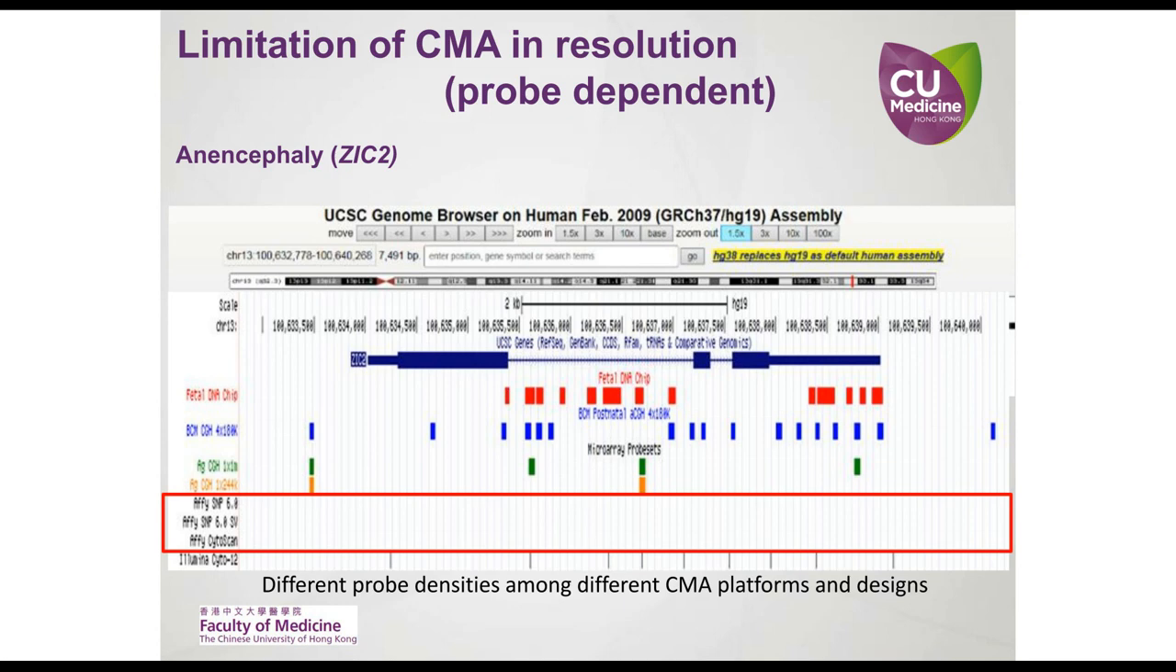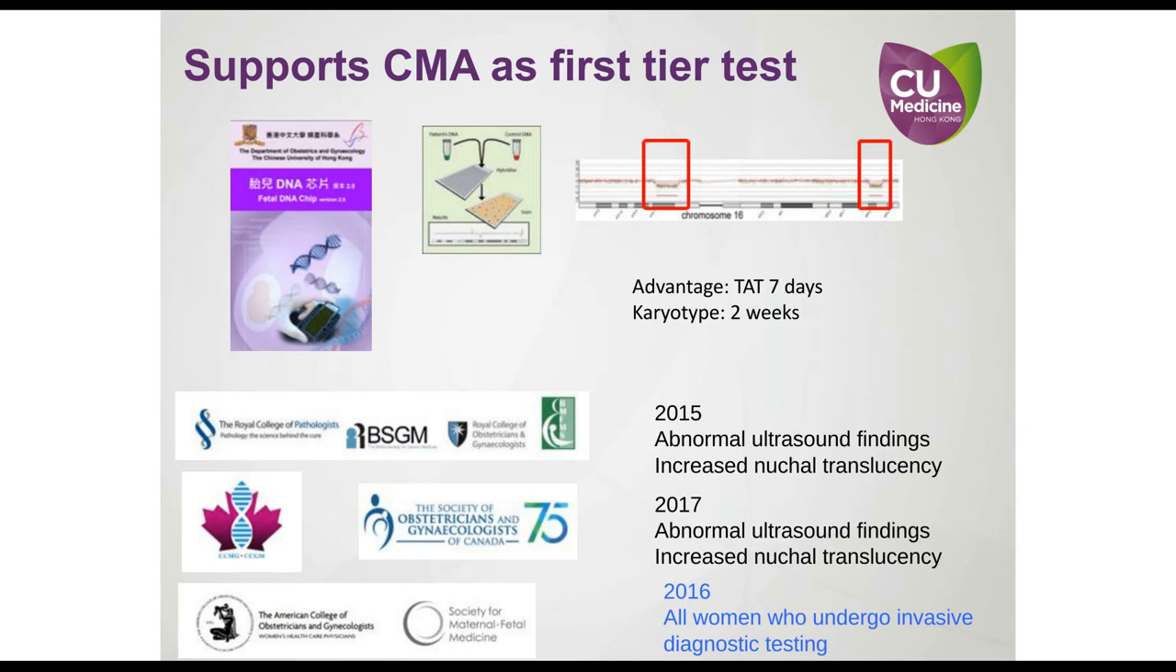So with that, all the data from us, from the community, and from different publications support that CMA should be used as a first tier test. In the earlier days, we only talked about ultrasound abnormality, but now you can see that it's recommended for any woman who undergoes an invasive procedure. And it has an advantage in turnaround time. In our center it is 7 days, compared to karyotyping, which is 2 weeks.